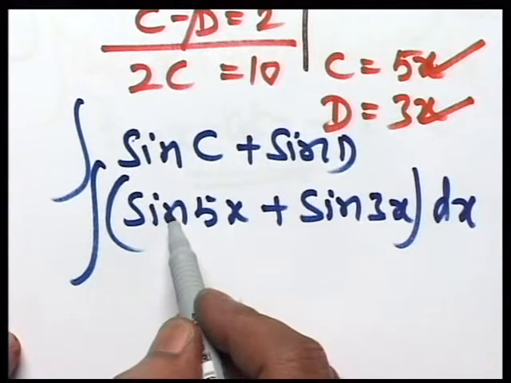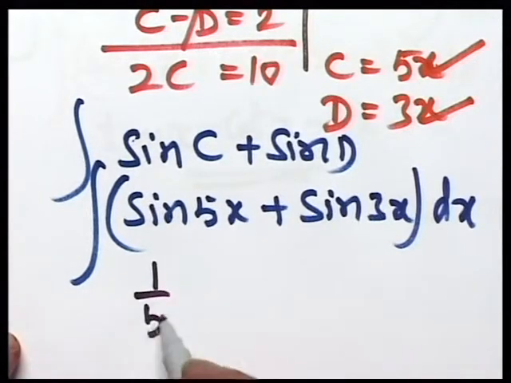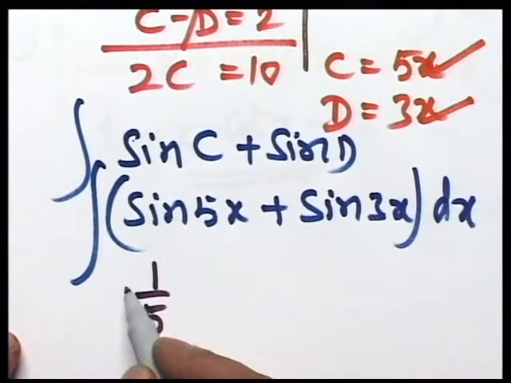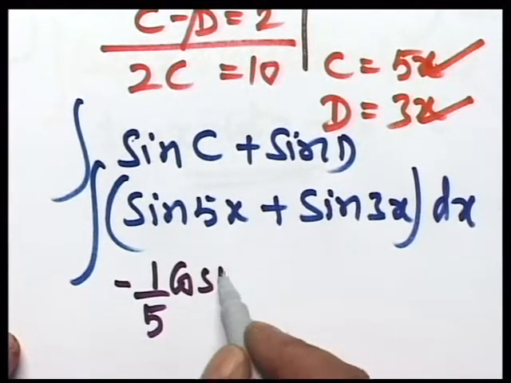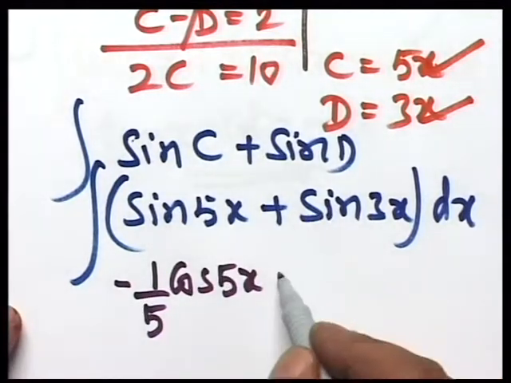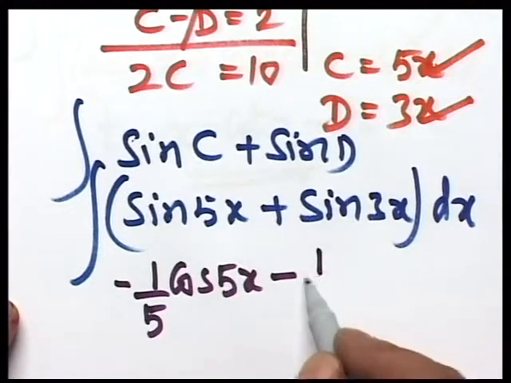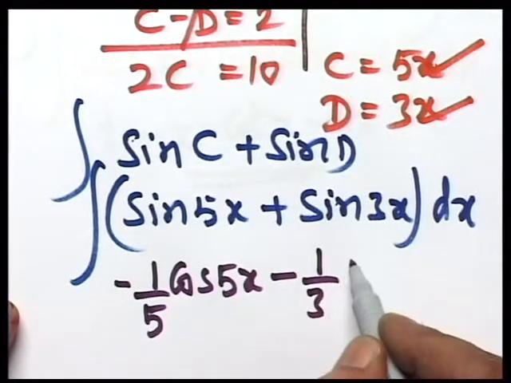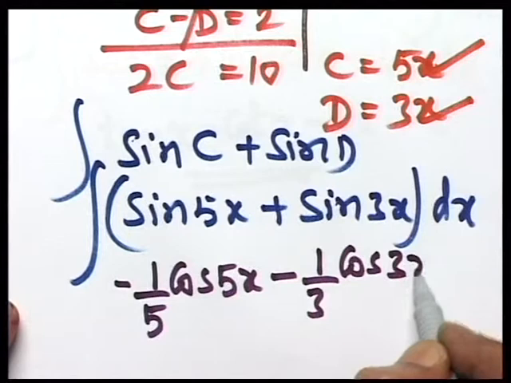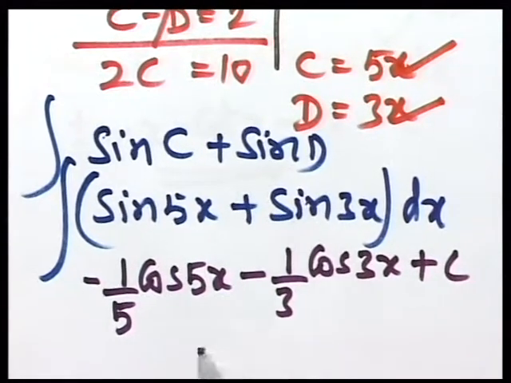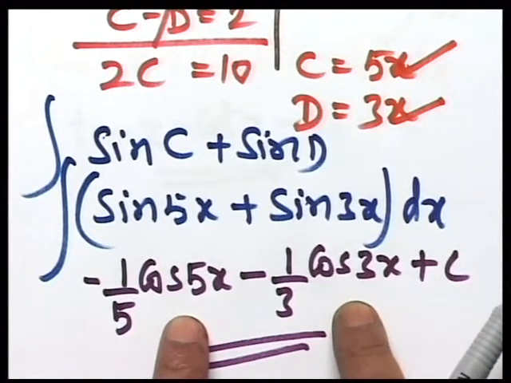So sine 5x, it's a 5th. Sine theta integration please, so it's a minus cos theta, that's a 5x. That also will be minus. Reverse of the chain rule, right, 1/3, and sine becomes a cos, 3x, and plus c. So that's how we leave the final answer there.